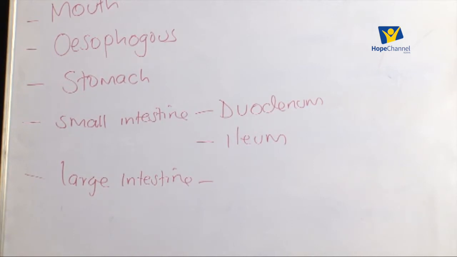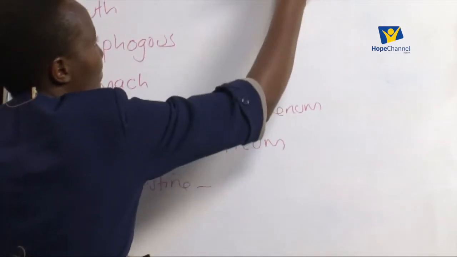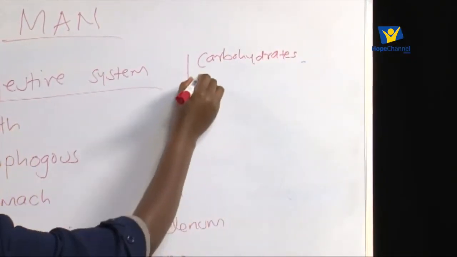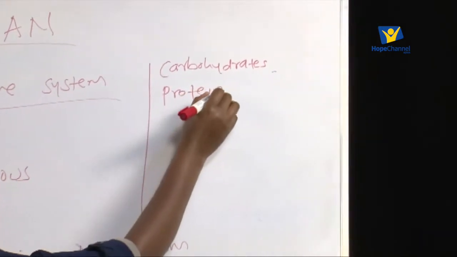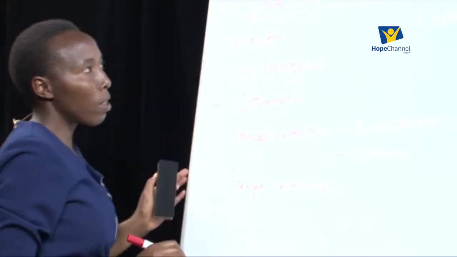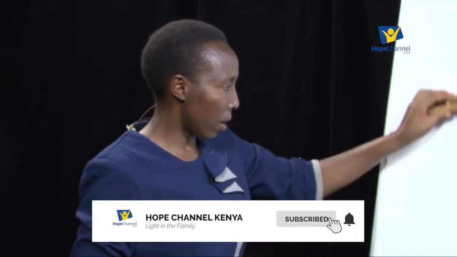Now, remember, we have to understand what is this food that we need to digest. Remember, we said we have different classes of food. We have the carbohydrates, the proteins, and the lipids. Basically, these are the food substances that are complex, that we need to break down into simple substances that can be absorbed into the blood system.